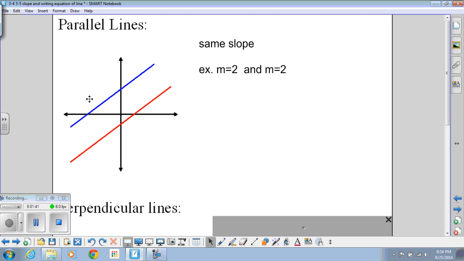So when we have parallel lines on a coordinate plane, they have to have the same slope, because parallel lines are going in the same direction. They never intersect. So they need to have the same slope. For example, if this slope was 2 over 1, then this slope would have to be 2 over 1.